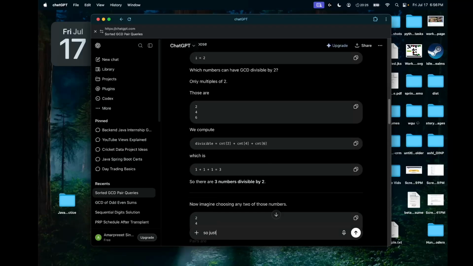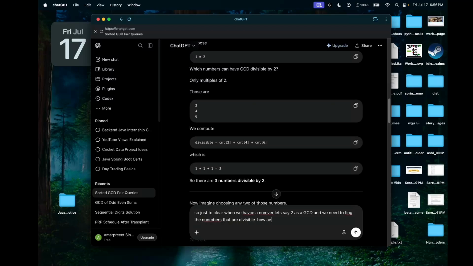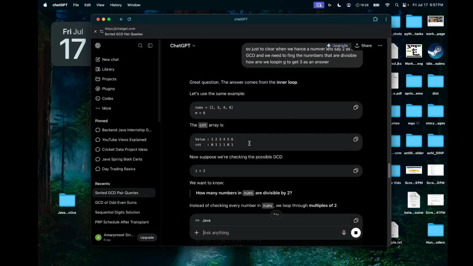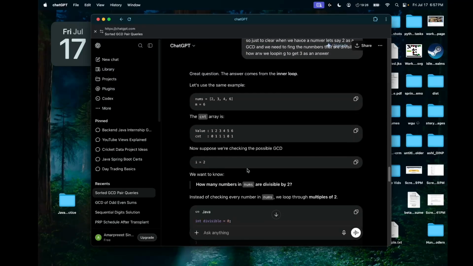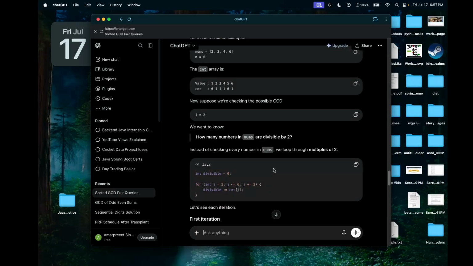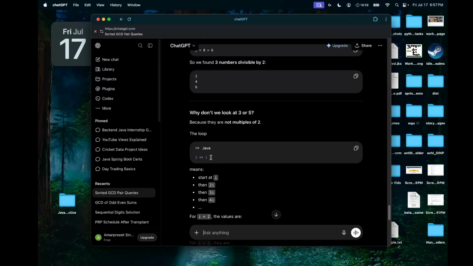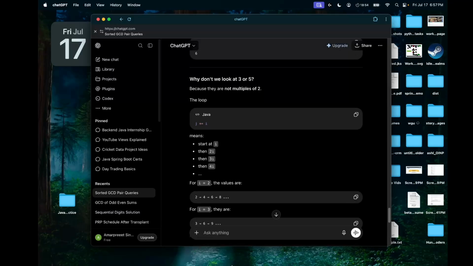Just to be clear, when we have a number, let's say 2 as a GCD, we need to find the numbers that are divisible by it. How are we going to get them? Let us count. Suppose you're checking how many numbers are divisible by 2. Instead of checking every number, we loop through multiples of 2, so j plus equals I. Got it, this is what it means.